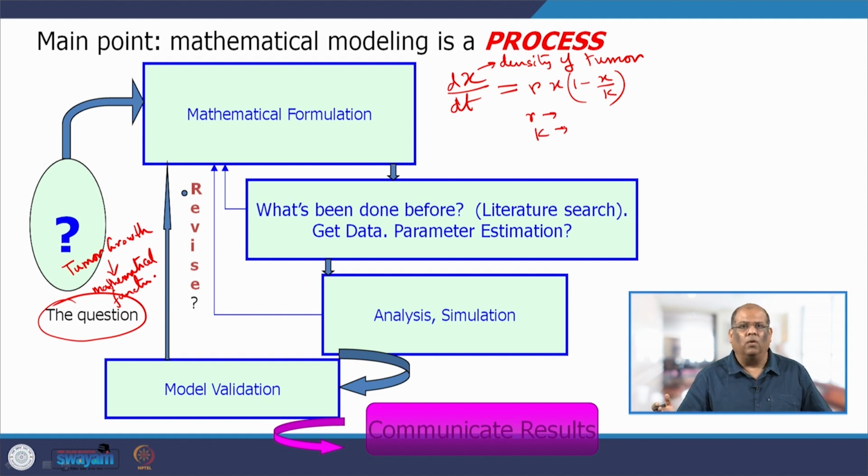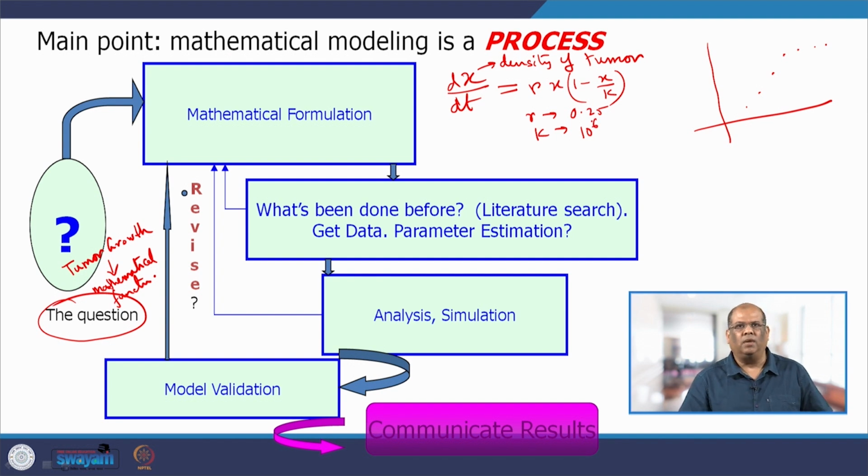You can look into any hospital where they have records of the growth of the tumor with respect to time, and I am sure you will get that. Once you get that data, you will use some mathematical tools to estimate the values of these parameters. There are many methods, you will slowly learn them. So, say I estimate the values to be 0.25 and 10 to the power 6.